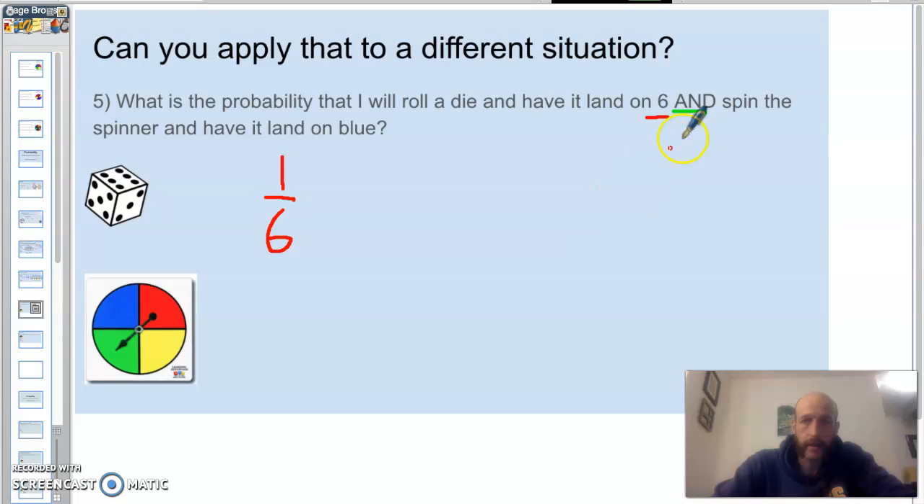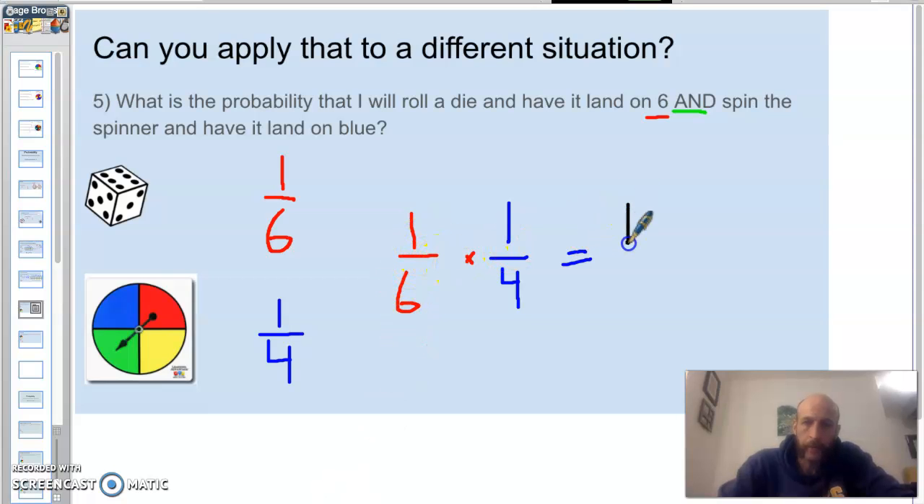And spin the spinner and have it land on a blue. If I look at this spinner, I see that there are 4 sections. Those are all my possible outcomes, and there is only one that is blue. So the probability of both of these things happening is just the probability of each one multiplied. 1 times 1 is 1. 6 times 4 is 24.